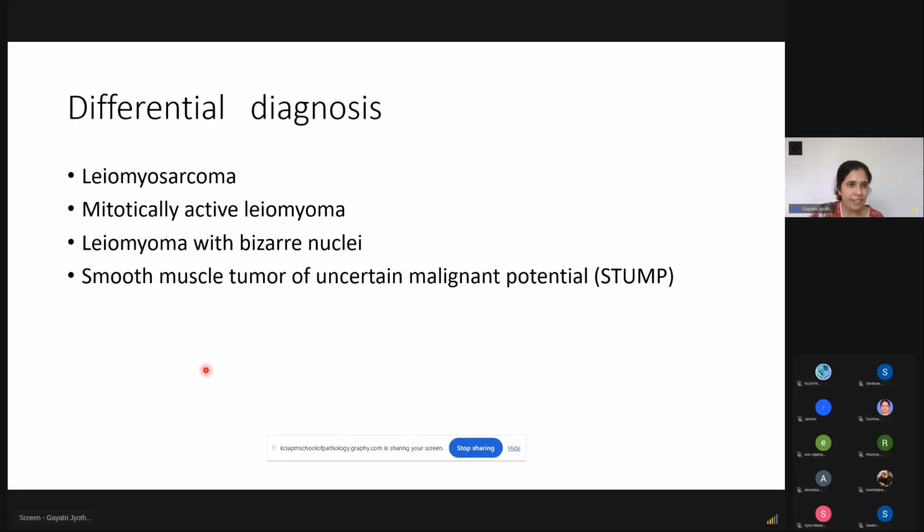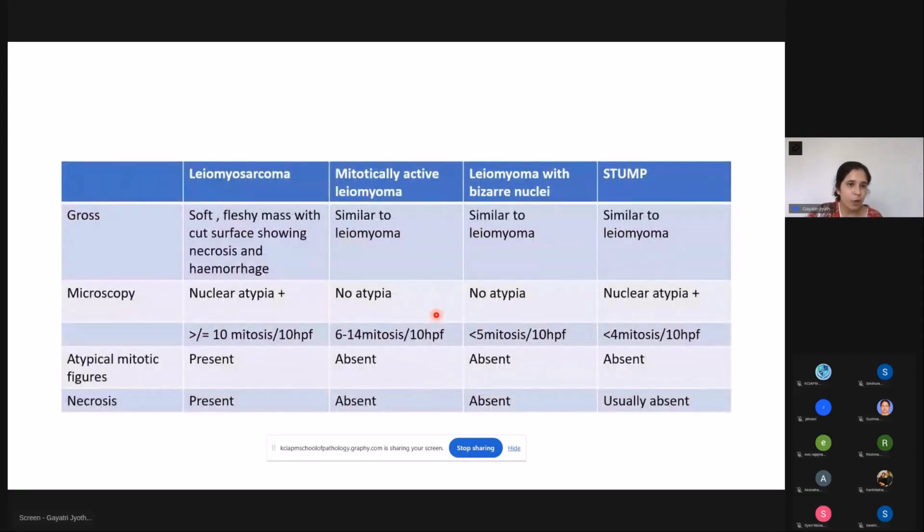So based on these findings, I have put my differential diagnosis as leiomyosarcoma, mitotically active leiomyoma, leiomyoma with bizarre nuclei, and smooth muscle tumor of uncertain malignant potential. So we can differentiate each of these. First, coming to the gross findings, leiomyosarcoma will appear as a soft, fleshy mass with the cut surface showing necrosis and hemorrhage. And all the other three, that is mitotically active leiomyoma, leiomyoma with bizarre nuclei, and smooth muscle tumor of uncertain malignant potential, will appear similar to a leiomyoma.